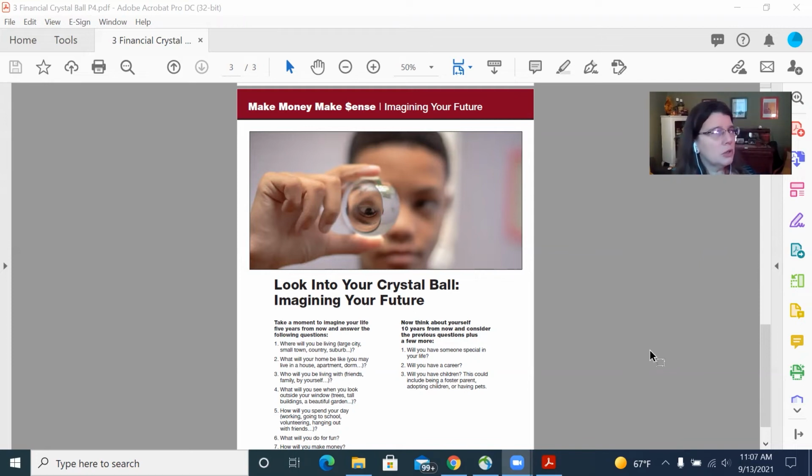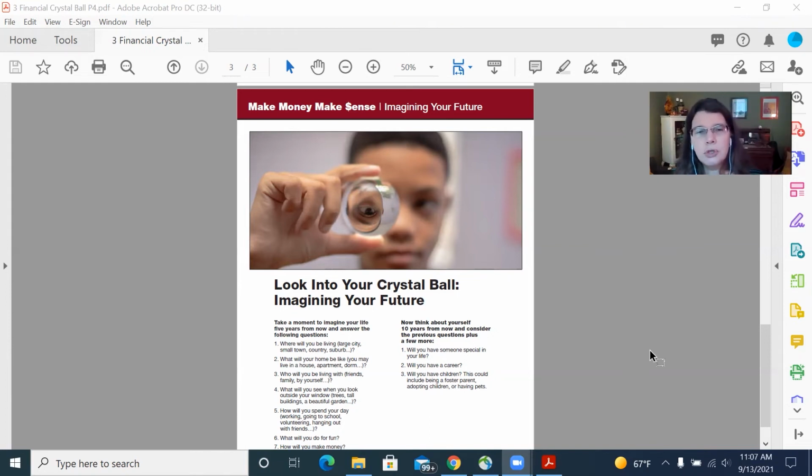So what do you see when you look out the window? Who do you spend time with? What smells do you smell? What sounds do you hear? To really help them make vivid what they want their lives to be like. And then when we've gone through it the first time, I ask them to do it again when they think about their lives 10 years from now.